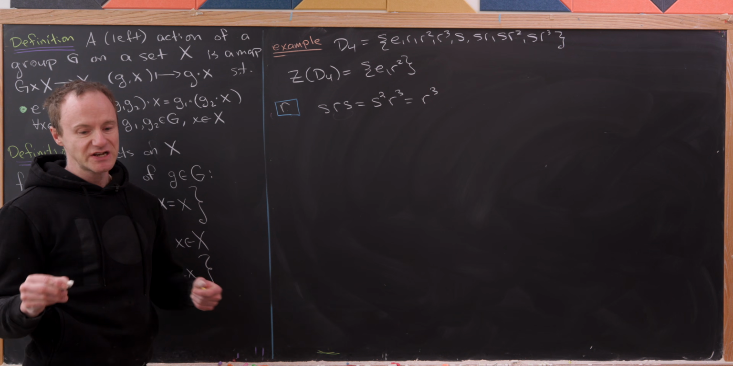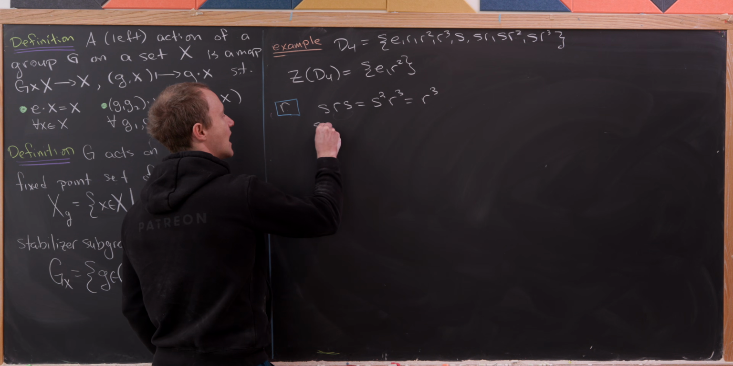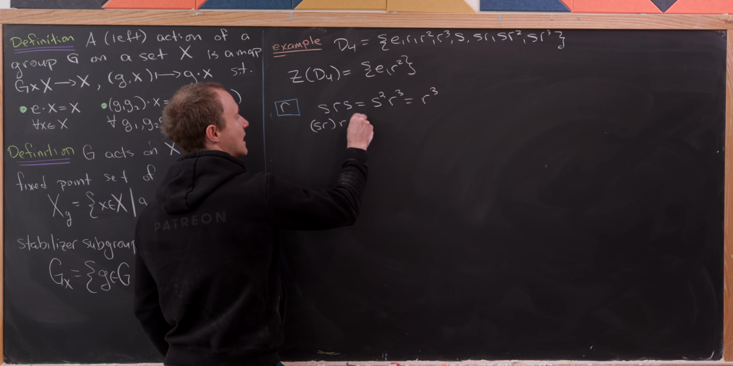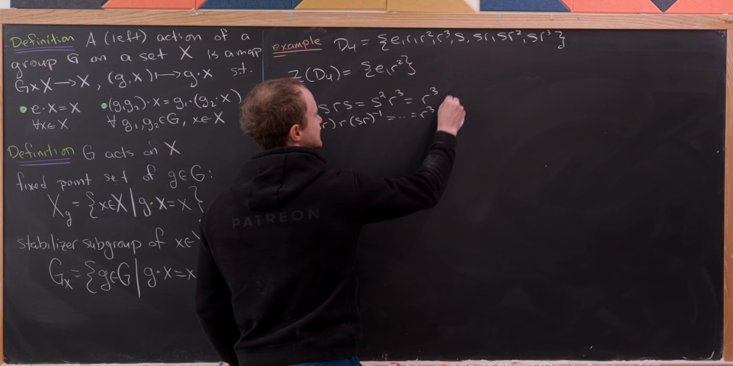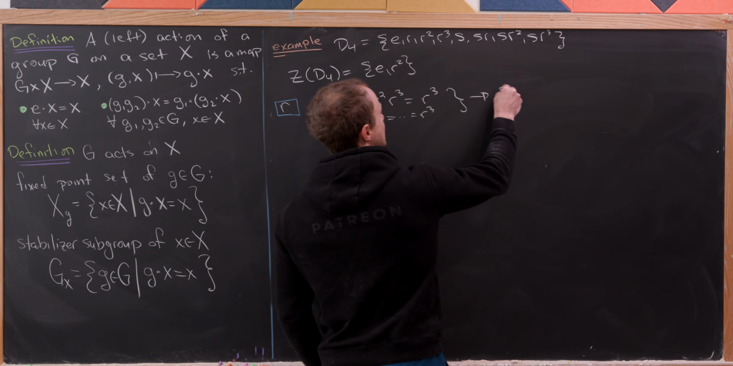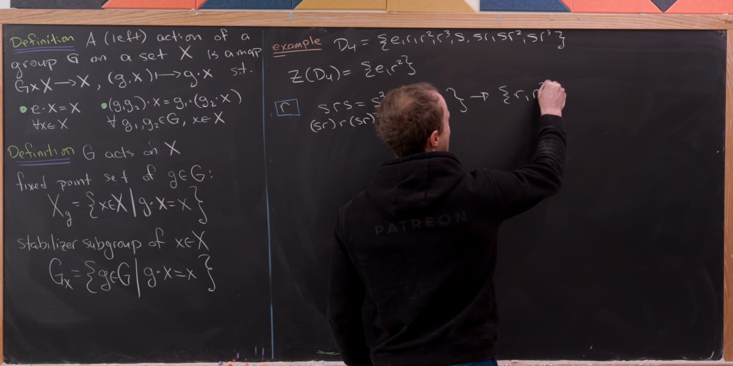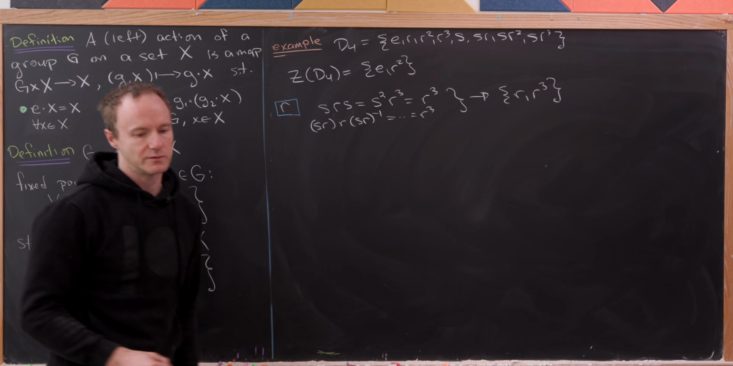And then, well, you can check conjugation with the other reflections as well, like, for example, SR, and you'll see that this also gives us R cubed. So in the end, we'll see that the conjugacy class is simply R and R cubed.